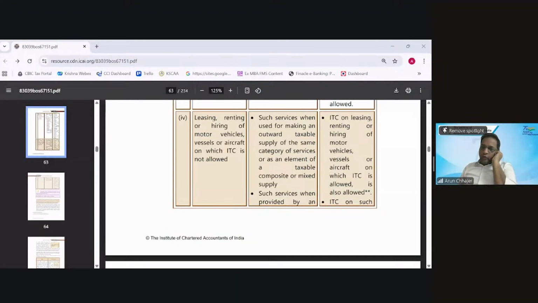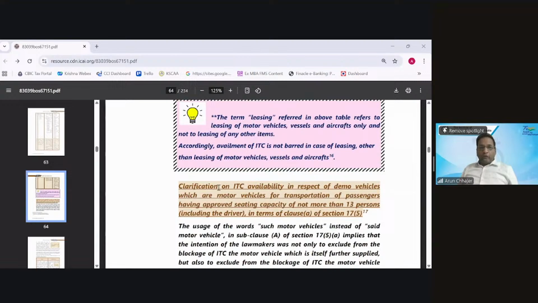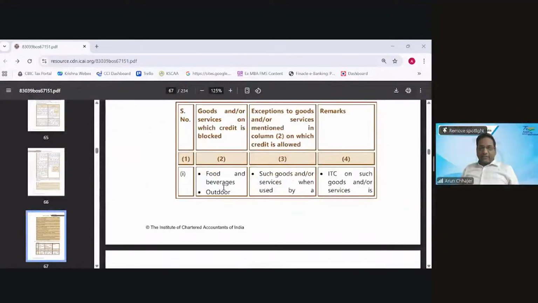So now we are discussing that particular food and beverages, for which there is also clarification which we will discuss after completion of the provision.